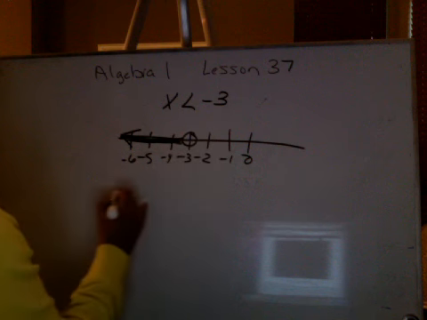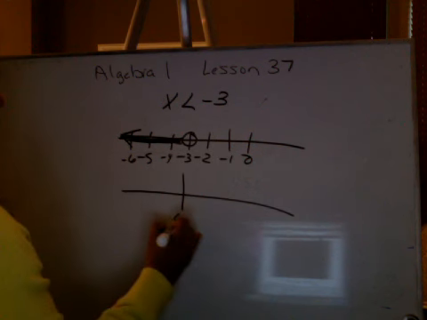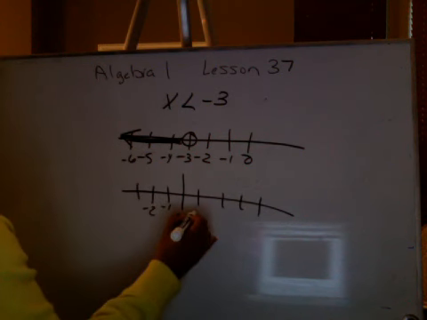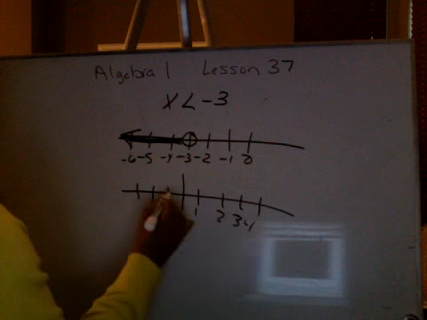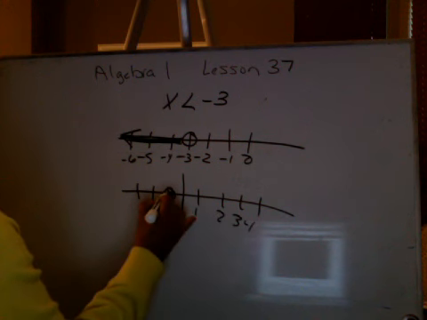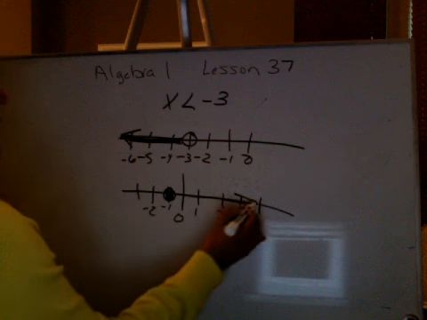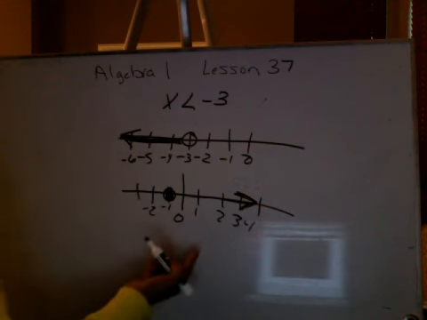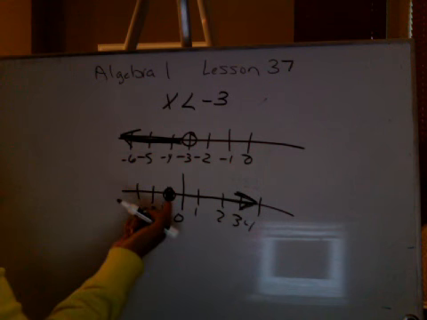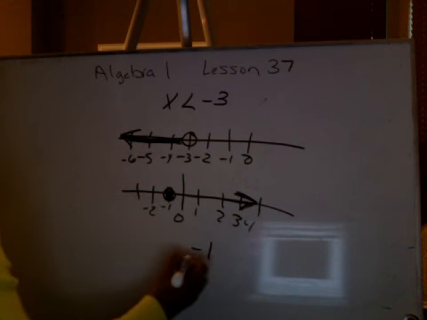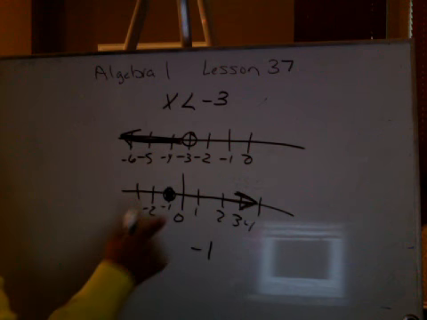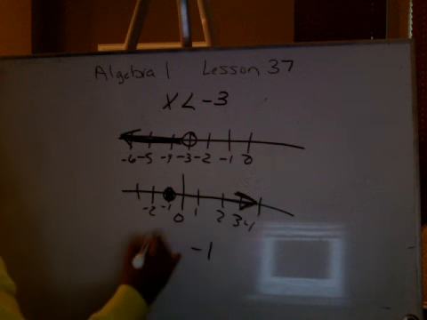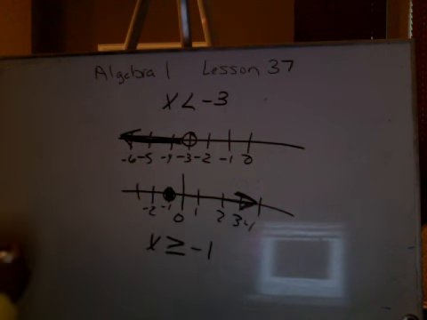Now, if I had a graph that looked like this, okay, what is my inequality? Well, it's got negative 1 as my circle, and it's included, and x is to the right. My arrow is to the right, so x is greater. So x is greater than or equal to negative 1. Okay?